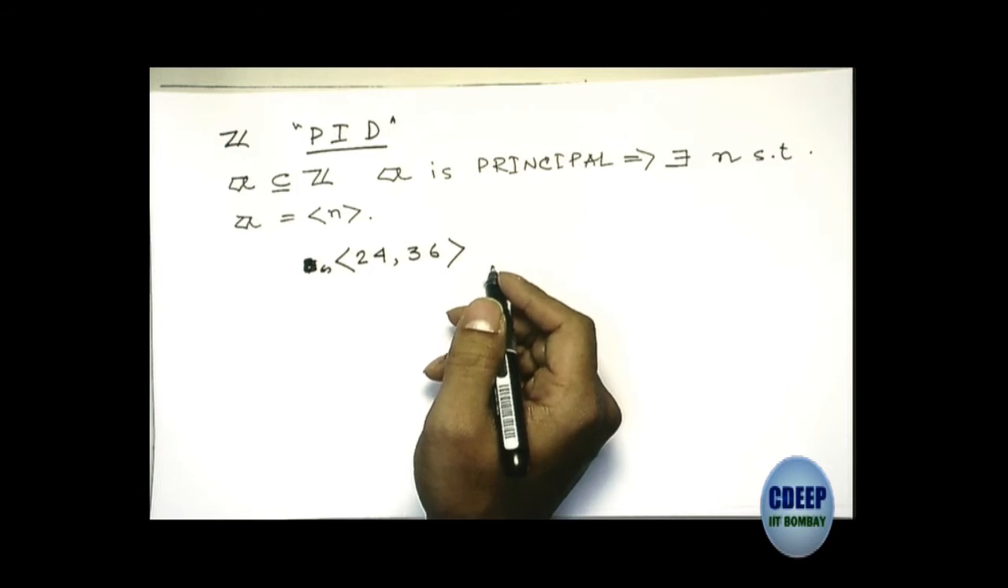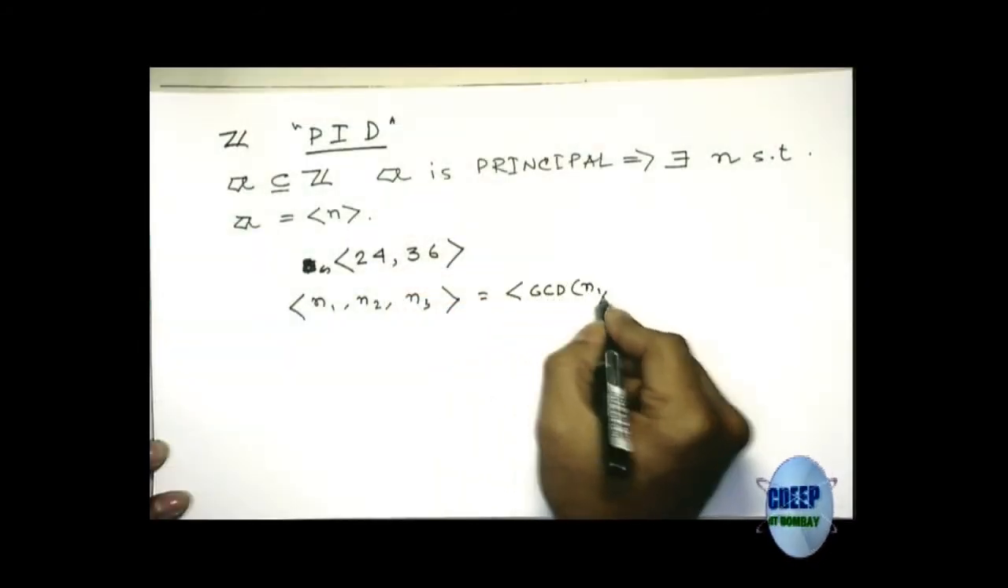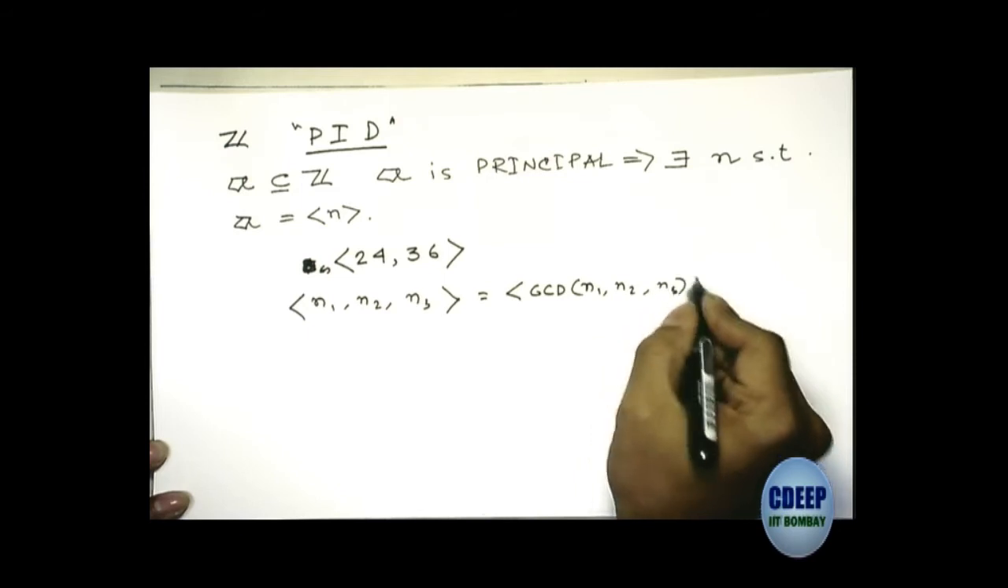Not 6, something beyond that. 12. How do you know? 12 is the GCD. Yes, 12 is the GCD. So the GCD will indeed generate. In fact, if you have N1, N2, N3, the ideal generated by them is also the same as that generated by the GCD of N1, N2, N3.